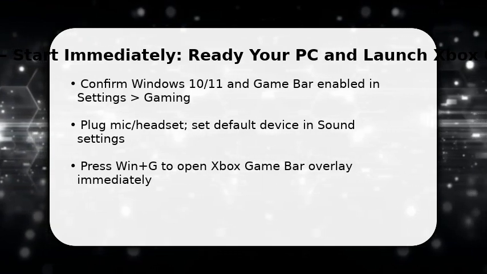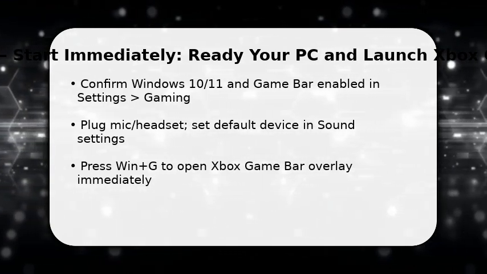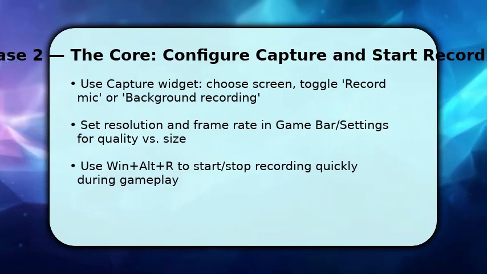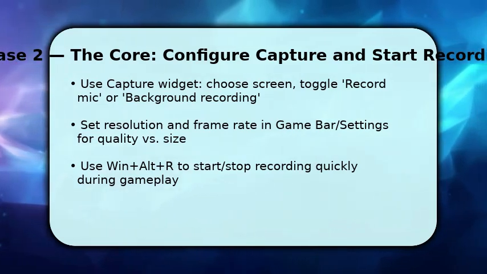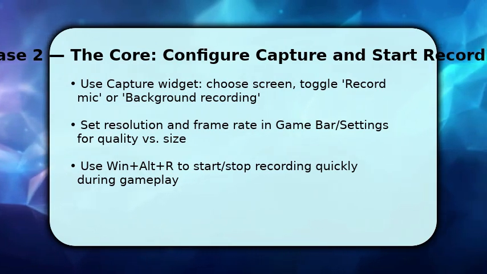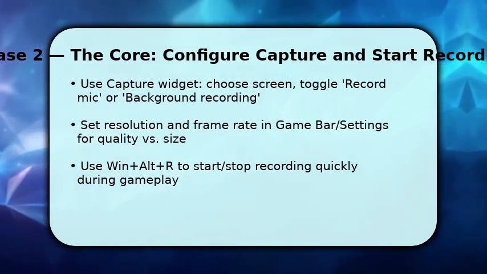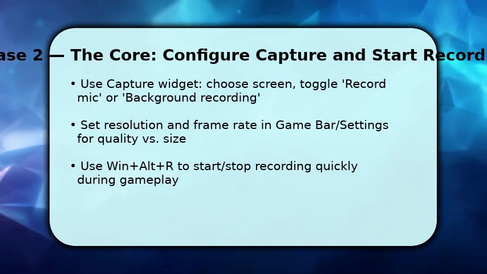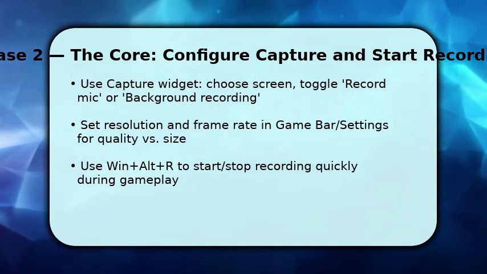Now configure capture. Open the capture widget and choose whether to record the active window or the full screen. This decides what viewers see. Make sure you toggle record mic if commentary is needed and consider enabling background recording for instant clips.